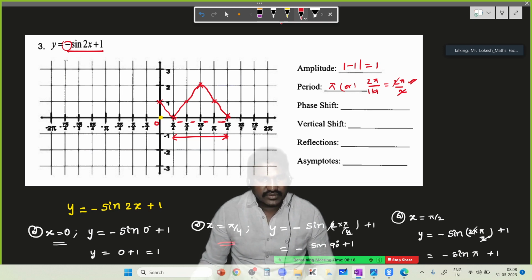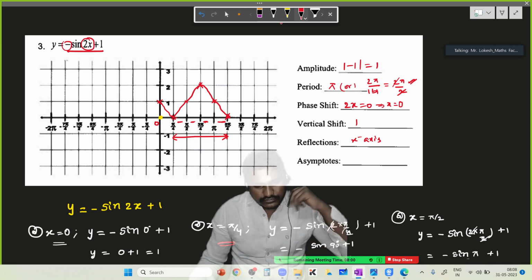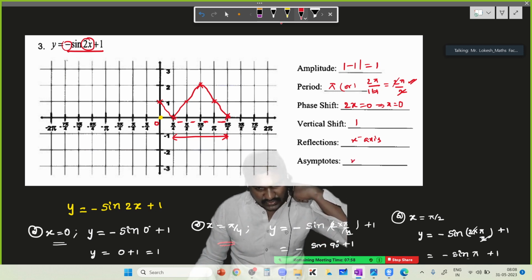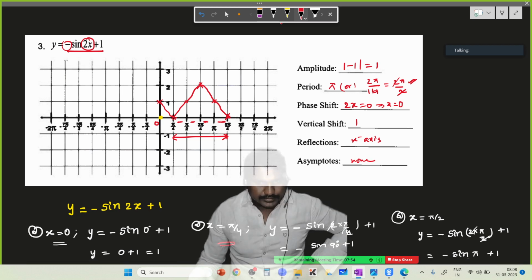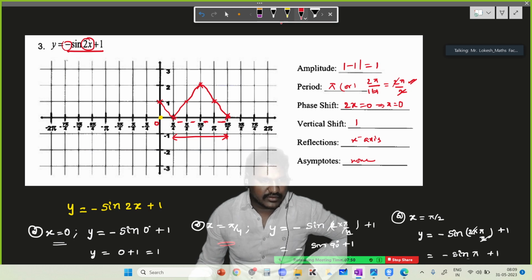Now phase shift. The function inside is 2x, so if 2x is equal to 0, then x is equal to 0 over 2, which is 0. The vertical shift is 1, and the reflection is over the x-axis, because the value of a is negative here. So like that you can find it. Asymptotes are none. We just have to substitute values of x at different points, and then we can obtain a clear-cut graph.